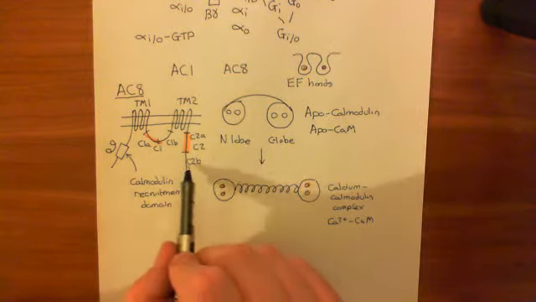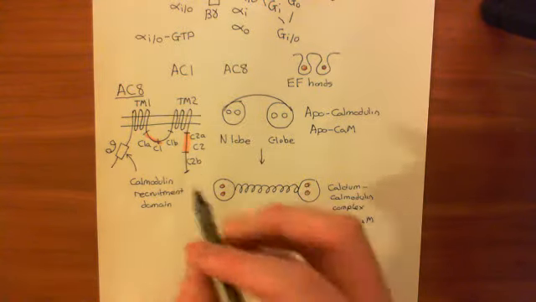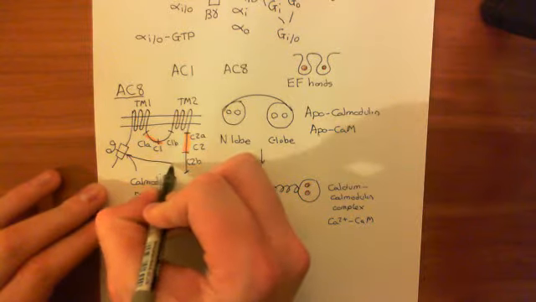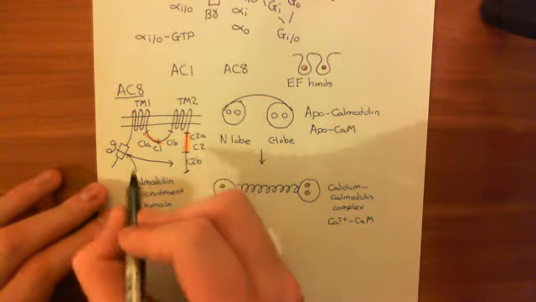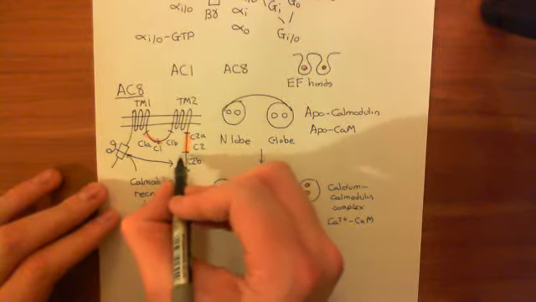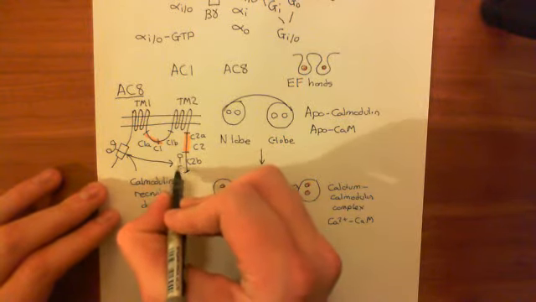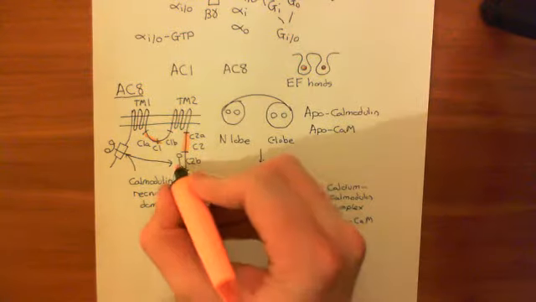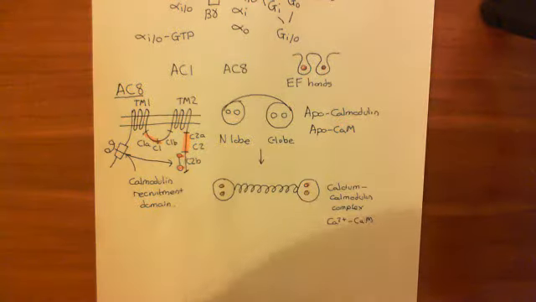Instead, it's transferred onto this C2b portion. So what happens is that when this apocalmodulin becomes a calcium calmodulin complex, the calmodulin recruitment domain gives the calcium calmodulin complex to C2b. Okay, so here's our calcium calmodulin complex here, and I'll put little orange dots to denote that it's got calcium in it.